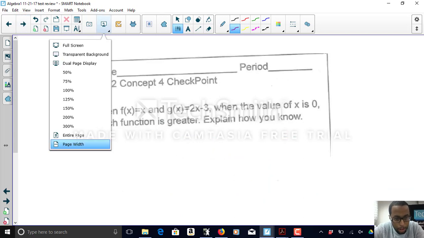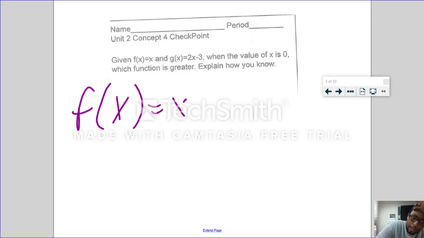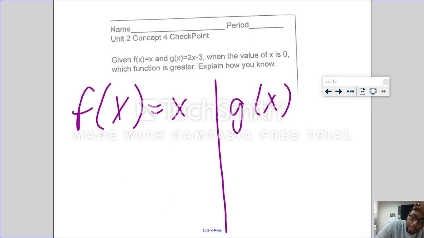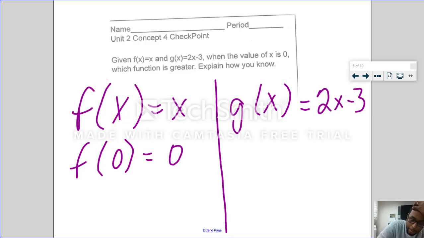Number 4. It says, given function, so the first function is f of x equals x. Second function is g of x equals 2x minus 3. And I want to know when the value of x is 0, which function is greater? Explain your answer. So if the value of x is 0, I'm going to replace x with 0. So anytime I have an x, I'm going to put a 0.